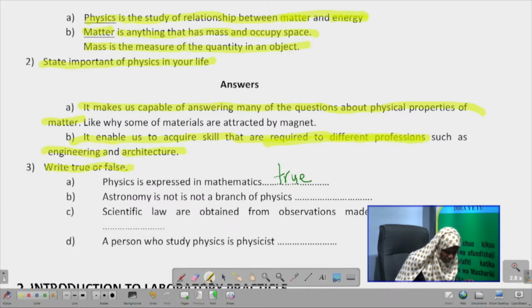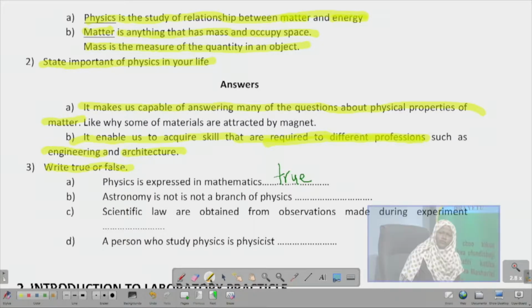Astronomy is not a branch of physics. Okay, what is astronomy? We should know the definition of astronomy in order to know if this is true or false, right? Basically, when we talk about astronomy, we mean the study of stars, planets, and everything in space, everything that we see in the sky.